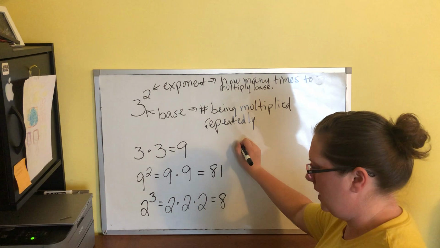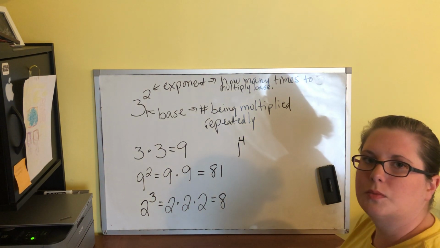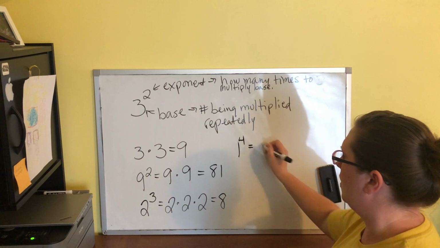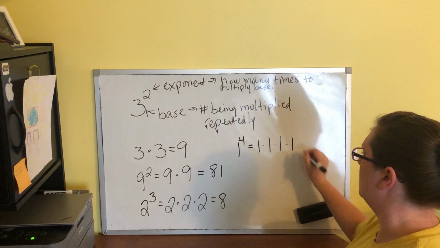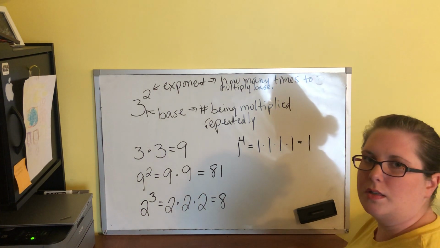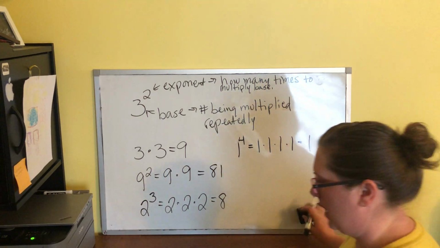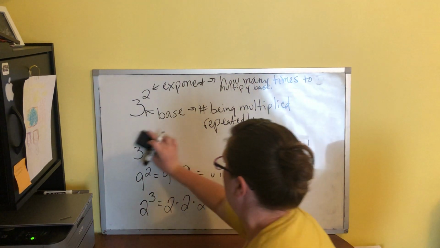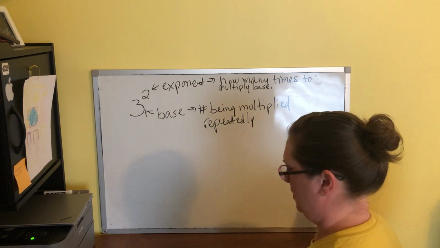Okay? Let's say they gave you 1 to the 4th power. Well, all you're doing here is 1 times 1 times 1 times 1, 4 times. Well, 1 times 1 is 1, 1 times 1 is 1, 1 times 1 is 1. Your answer is 1. Okay, so don't let that trip you up. Your answer is not 4, it's 1. So whole numbers, not too bad.